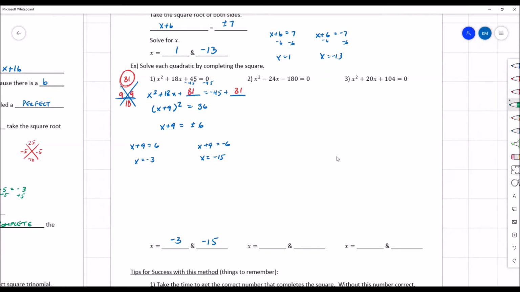Again, we want to move this C value first, plus 180. Once we see it's not a perfect square trinomial, we move that C value and start. So I have x squared minus 24x. Now leave my space for my values that's going to complete the square. Equals 180 plus, and I'll leave my space for the value that's going to complete the square.